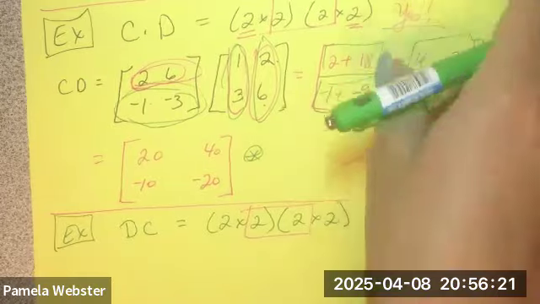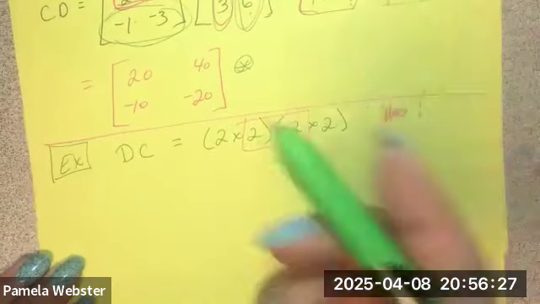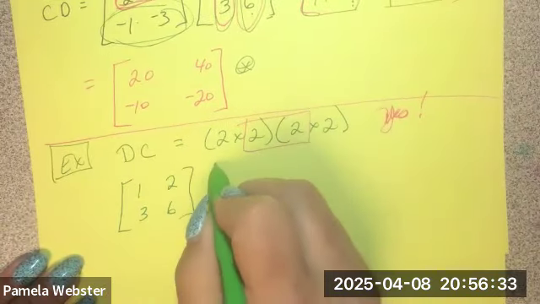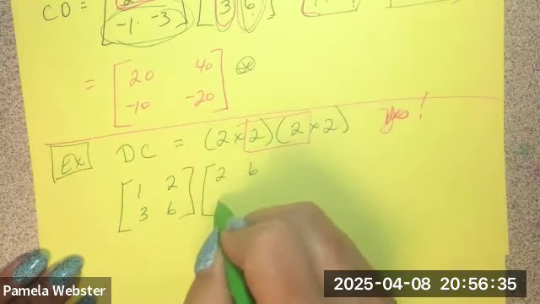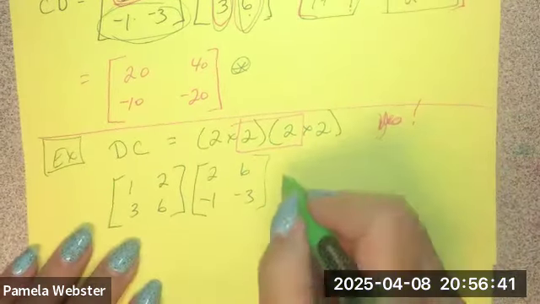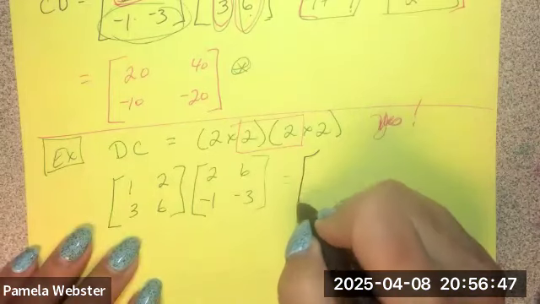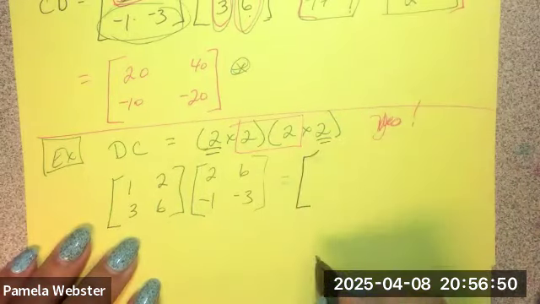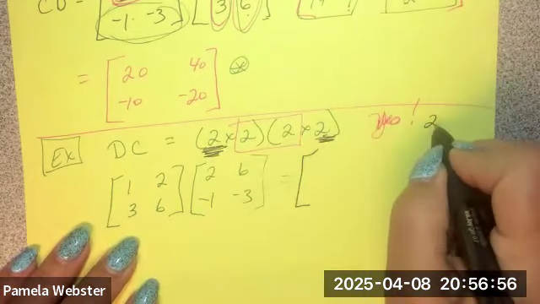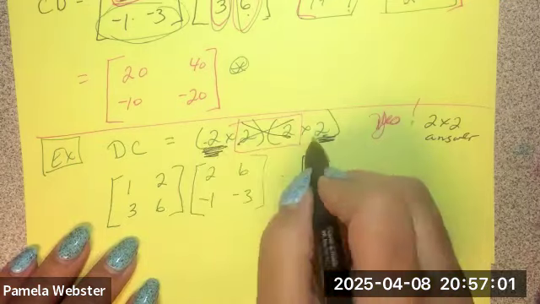But the question is, when I switch the order of these two matrices, do I get the same thing? I don't know. Let's see. So if I switch them, it's 1, 2, 3, 6. That's my D guy. And then it's 2, 6, -1, -3. That's my C guy. And I'm going to multiply those. I should be getting a 2 by 2 when I'm all said and done, because that's the dimensions left over. I like to think it's the rows from the first one and the columns from the second one. If I got rid of the middle guys, that's what's left over.